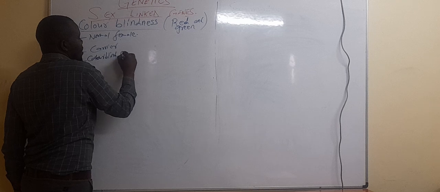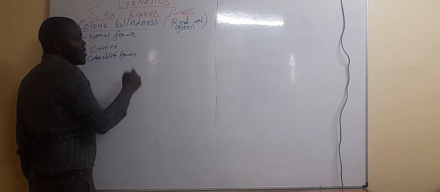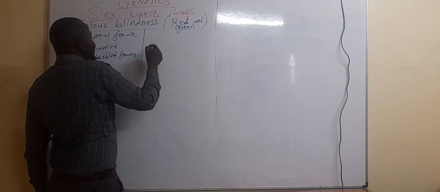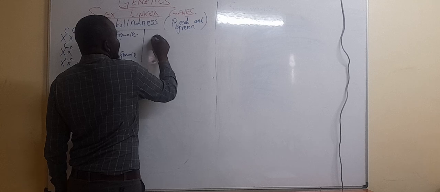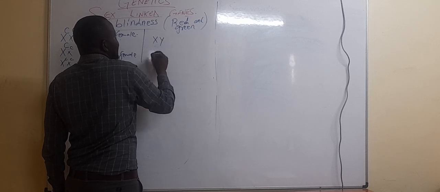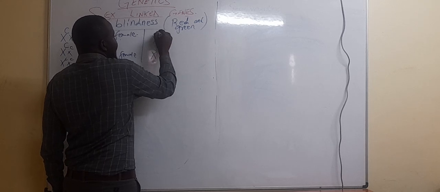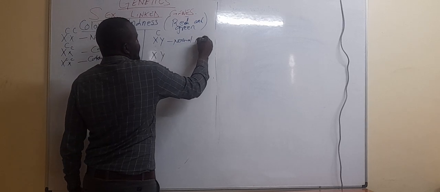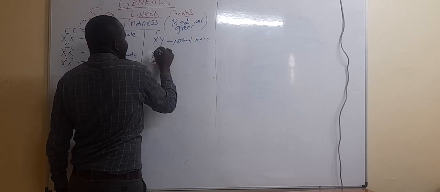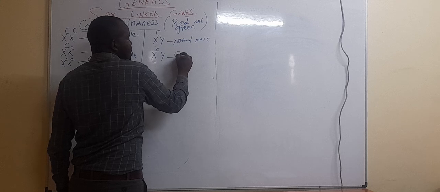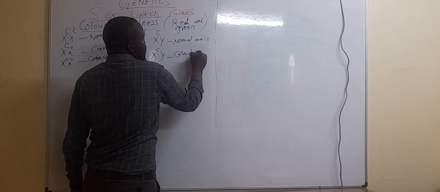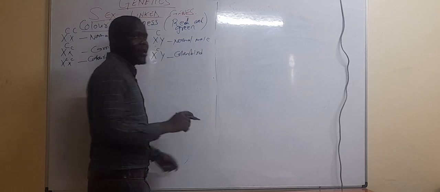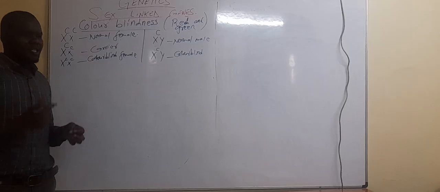On the other hand, we have the male, and the male can just have one chance, which is being normal, so that is a normal male, or being colorblind. So let's use the genetic cross.